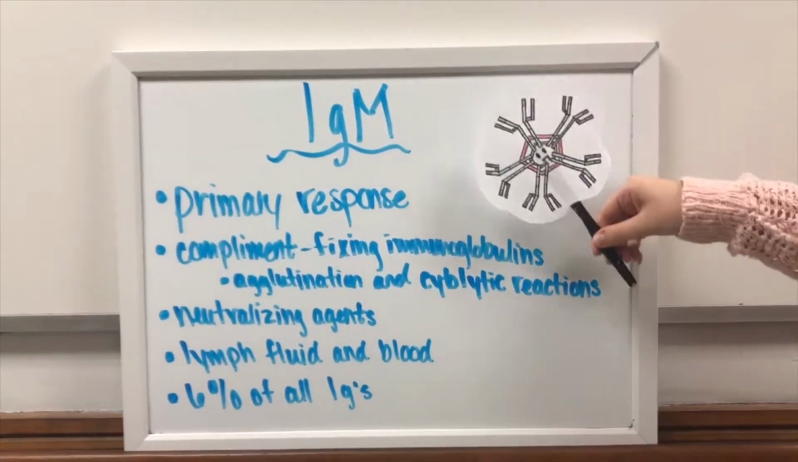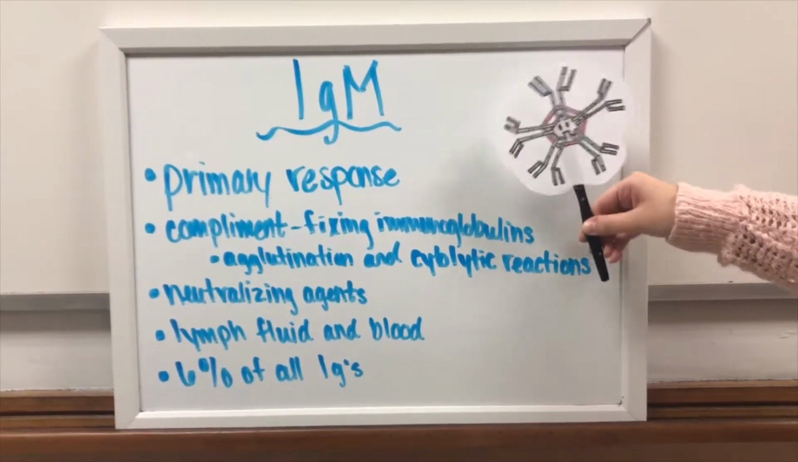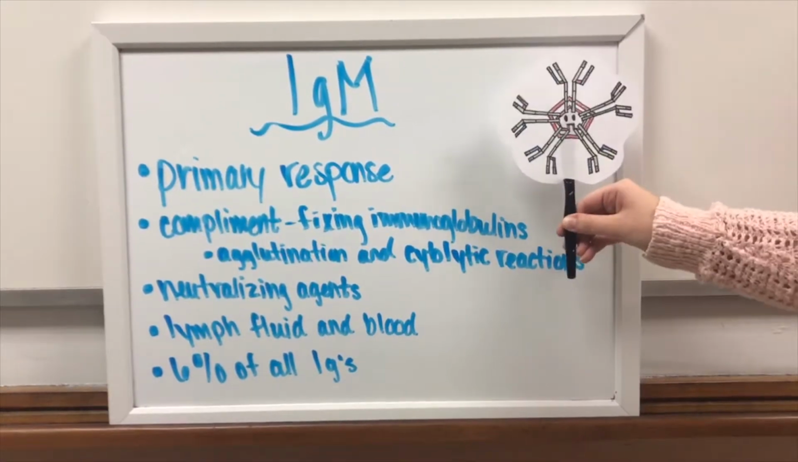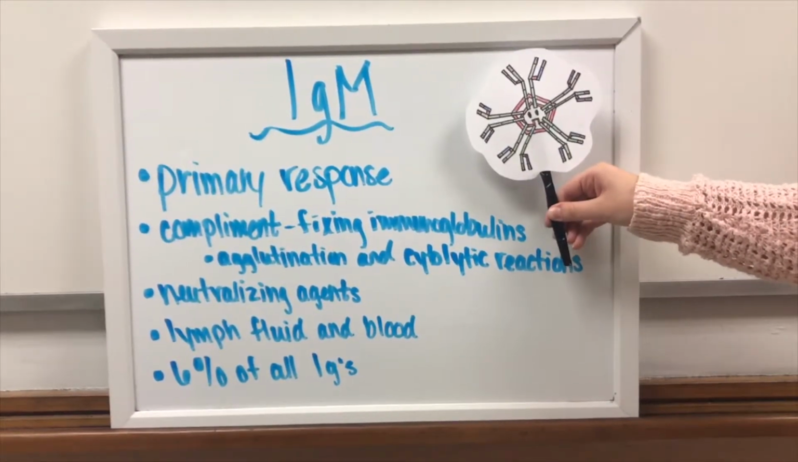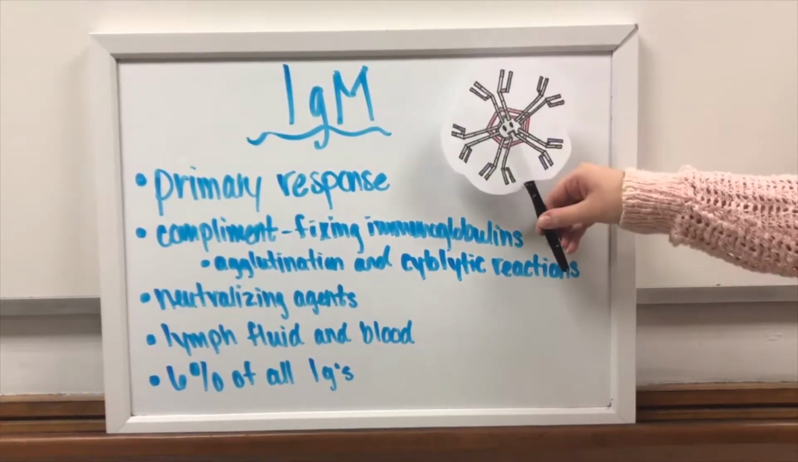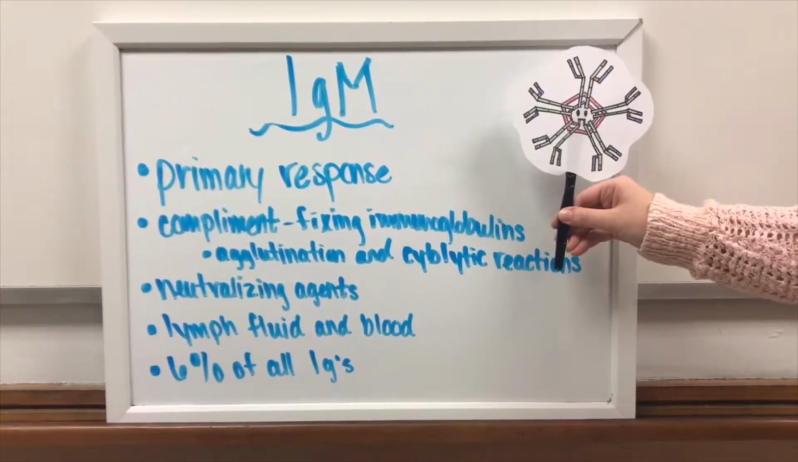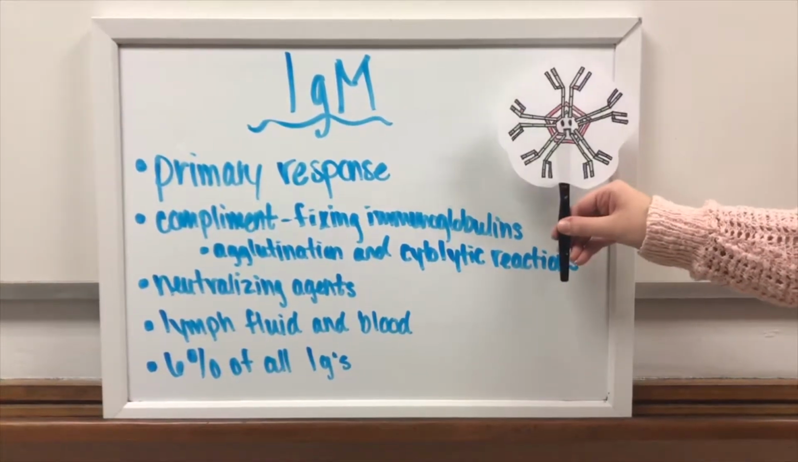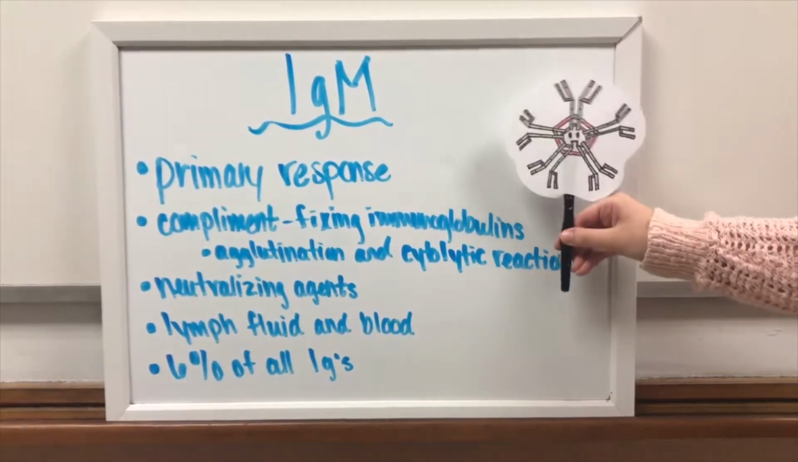I'm an IgM antibody. We are the 3rd most common antibody found in the serum, and we function in primary response as the first antibodies produced after initial antigen exposure. We are also the most efficient complement-fixing immunoglobulins, responsible for agglutination and cytolytic reactions. IgMs, like me, are very effective neutralizing agents in early stages of antigen exposure. We are also the largest antibodies and usually have a pentamer shape.